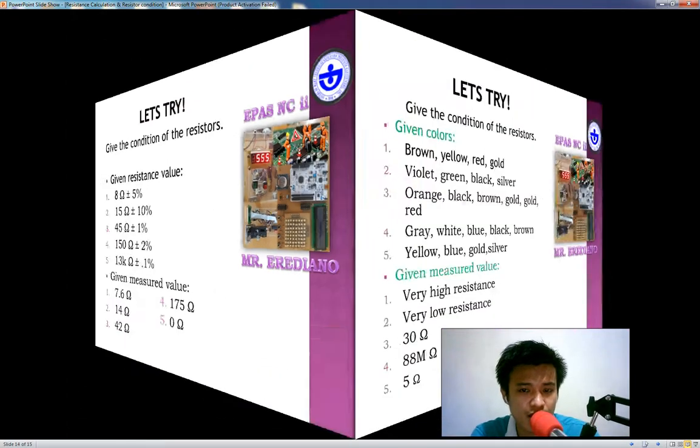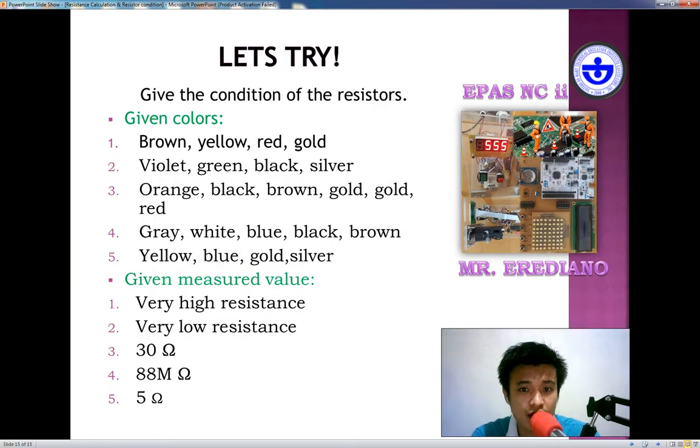We have also here another one. You also have to answer this in your notebook, or it could be on paper. The given here are the colors, no longer the color code value. So the first thing is you need to get the color code value here, for 1 to 5. Then calculate the minimum and maximum, after which you compare it to the given measured value below. For number 1, of course, you consider this measured value, and so on until number 5. And then we will find out if you get the correct answer. So that would be all for today.